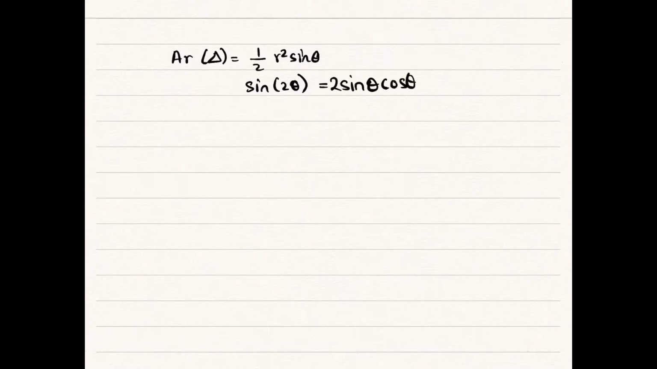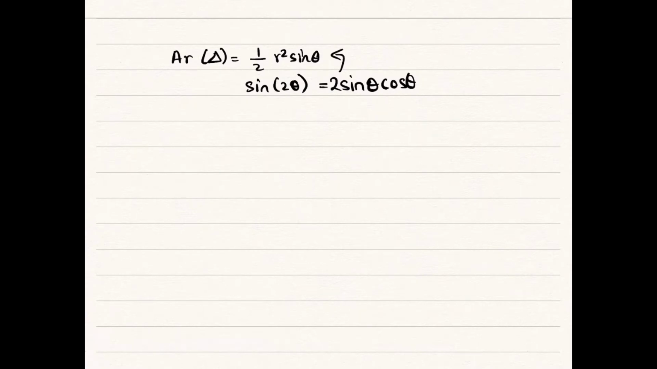Hello everyone, I'm uploading this video after a really long time, and there were some questions posted with regard to my video on area of triangle is equal to half r square sine theta in case of a circle. One question asked why sine 2 theta was equal to 2 sine theta cos theta, and this is an identity which I used to prove this formula, and I'm going to prove this identity today.